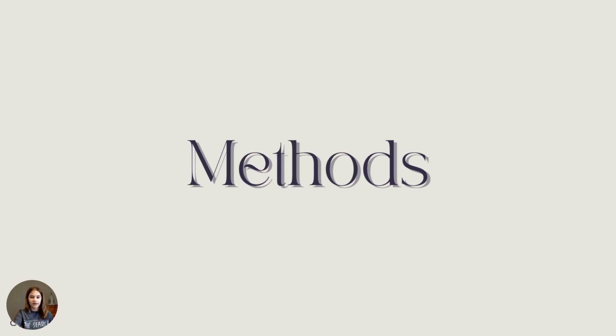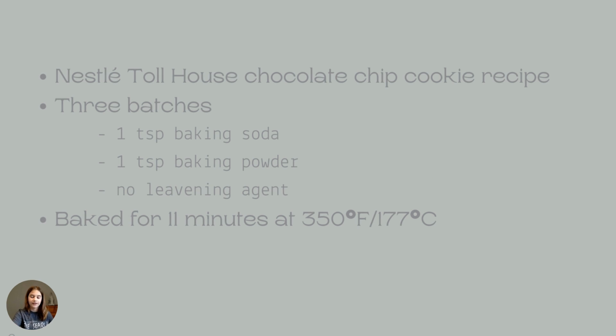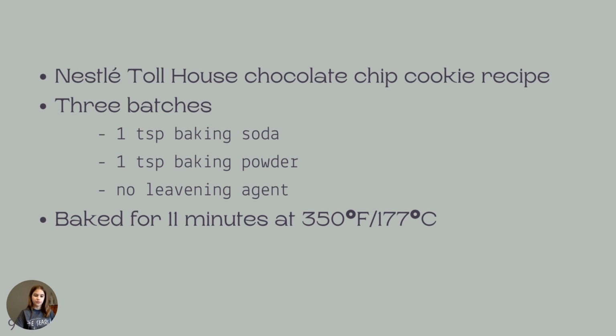So methods, what did I do basically? How did I try to figure out the difference between these two? So I used the Nestle Toll House chocolate chip cookie recipe, and I made 3 batches. The original Nestle Toll House chocolate chip cookie recipe calls for 1 teaspoon of baking soda. But that recipe does have brown sugar in it, which will react with that baking soda, giving it that acidic element that it needs. So, like I said, the original recipe has that 1 teaspoon of baking soda.